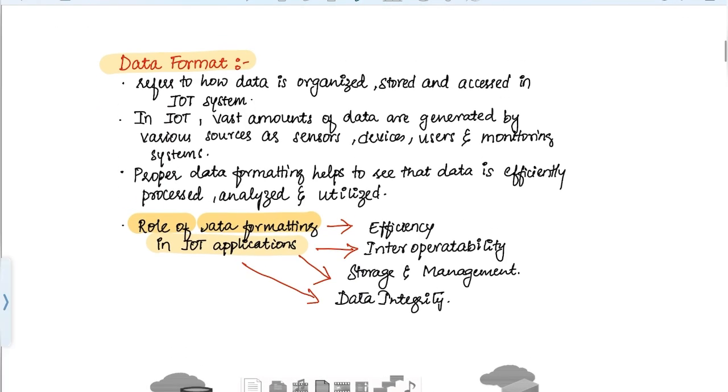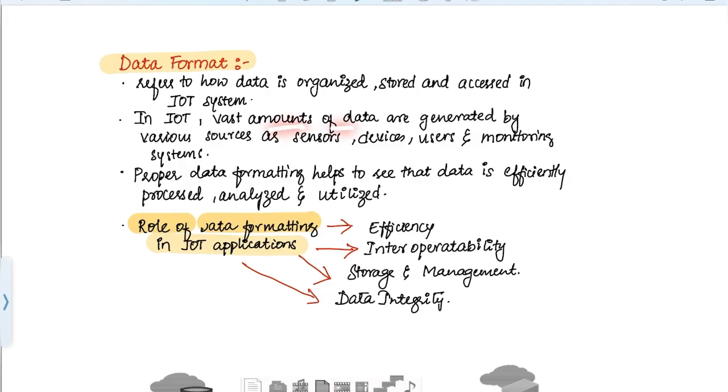So the first topic which we have here is data format. Data format means it will tell how the data is organized, stored, and accessed in any system. So we speak of organization, storing, and accessing of data in an IoT system. That's what is referred to as data format.